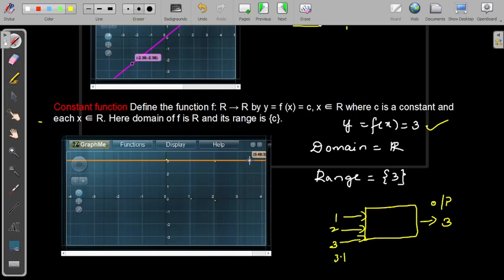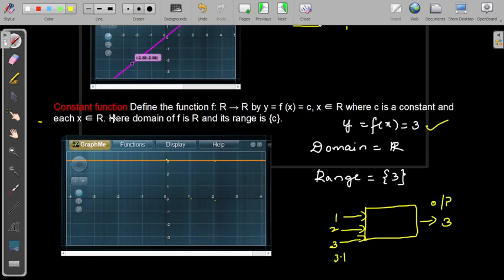Therefore, this function is called a constant function, and the graph of the constant function is always a straight line parallel to the x-axis. Is it above or below? That is decided by the value of the constant. If it is positive, it is above the x-axis. If the value is negative, then it is below the x-axis. So that is all about the constant function.